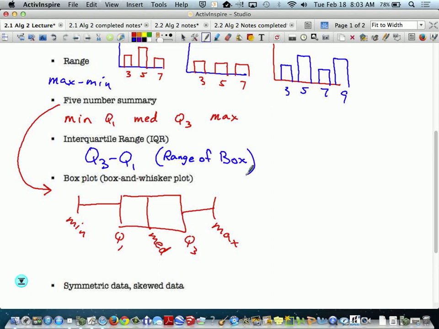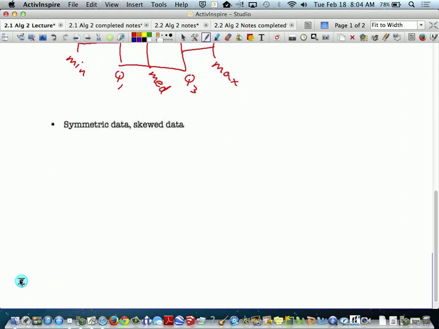Or simply the range of the box? So what are the numbers from the top of the box to the bottom of the box? You guys have a picture of symmetric and skewed data.